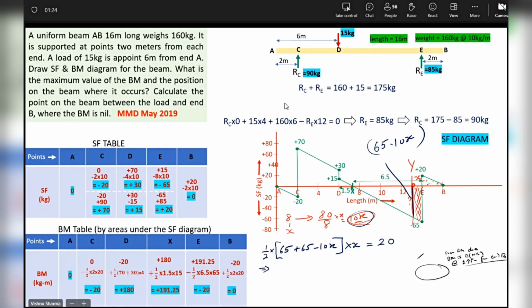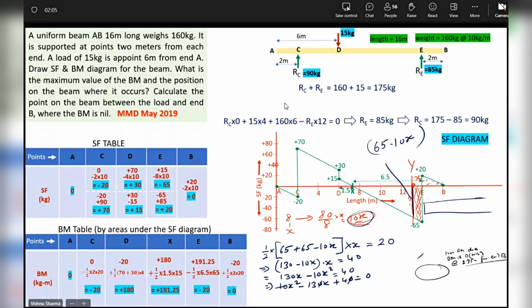This gives me, I can take 2 to the other side. So this will give me 130 minus 10x in the bracket into x. And I can take 2 to the other side, it will become 40. If I open it, it will become 130x minus 10x square is equal to 40. Now I can rewrite this as 10x square minus 130x plus 40 is equal to 0. If I divide all of them by 10, I'm left with a quadratic equation.